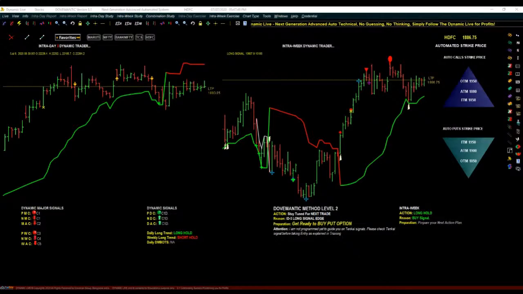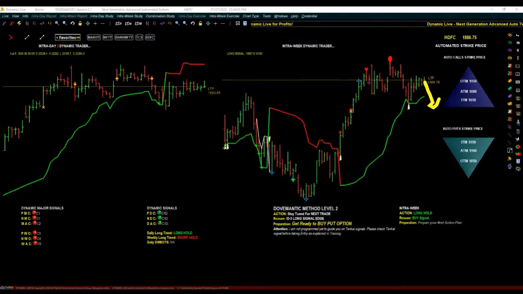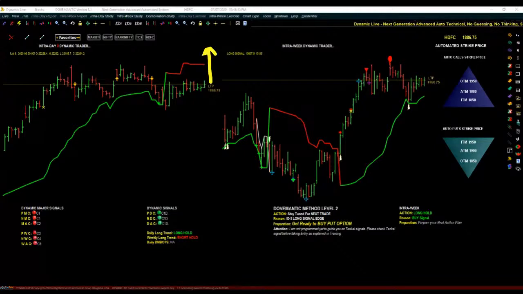So in HDFC, you can see here, Mr. Suresh, the action says stay tuned for the next trade. It means there is no trade as of now. Wait, but then the preparation is telling you get ready to buy a put option. If the price manages to decrease further below this intra-week long signal, that is when it may ask you to buy a put option. But instead, if the price starts increasing and if it goes beyond this intraday 3 long signal, then it will tell you to buy a call option. So as of now, there is no trade.